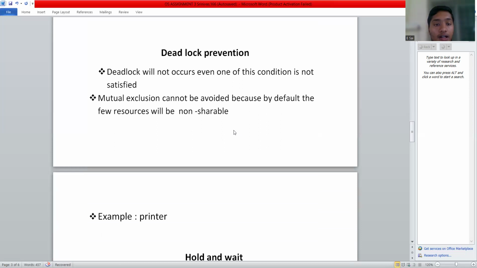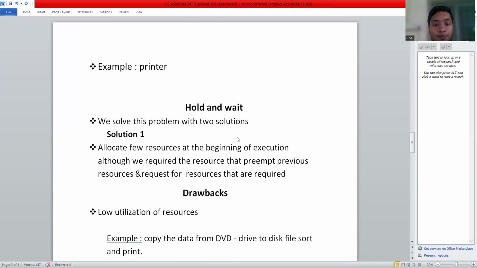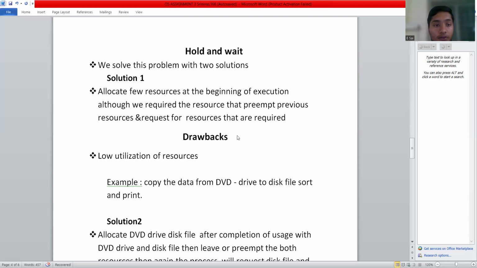Deadlock prevention. Deadlock will not occur if even one of these conditions is not satisfied. Mutual exclusion. Mutual exclusion cannot be avoided by default, because a few resources will be non-shareable. Example, printer. Hold and wait. We solve this problem with two solutions.